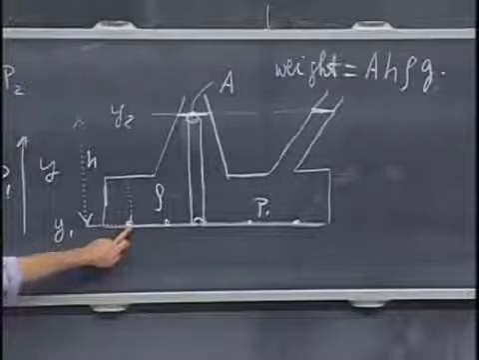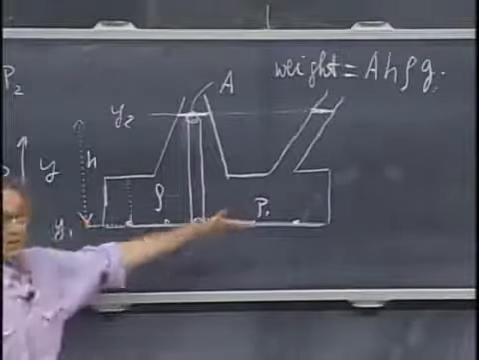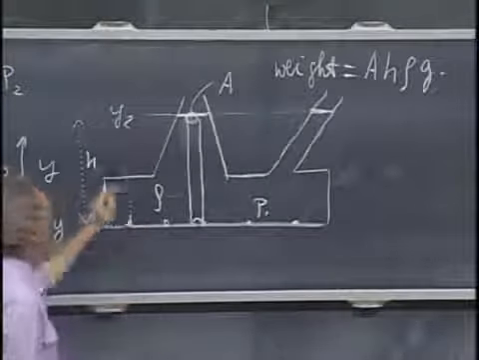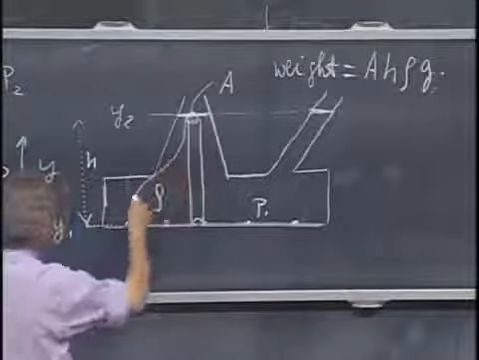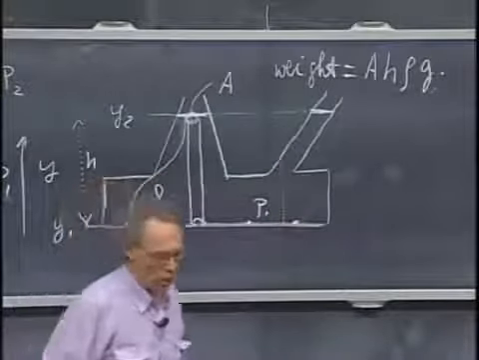The pressure is the same. Couldn't be any different. If the pressure were different here, then the liquid would start to flow. But here you don't have that column H over you. You only have it here. And how about here?